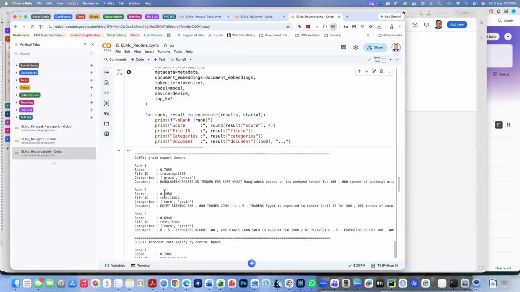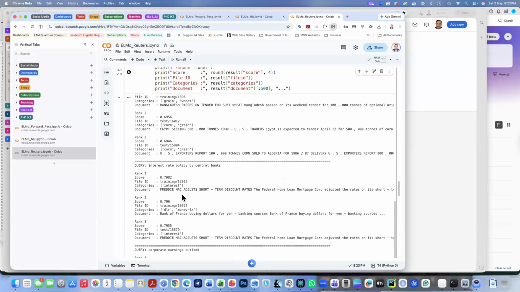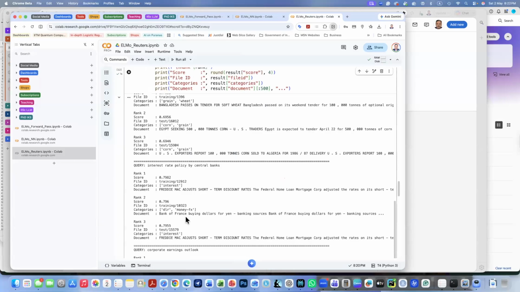Yeah. Now look at this grain export demand. So Bangladesh passes soft wheat, it's grain. Egypt on corn, US exporter on corn. This is also good. The interest rate, this is Freddie Mac, this is all Freddie Mac, etc. These are all Bank of France. These are all relating to interest rates only. These are all a good fetch.